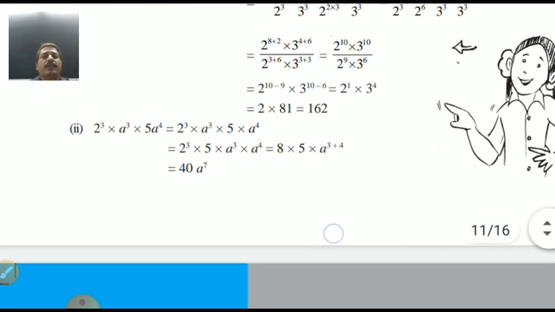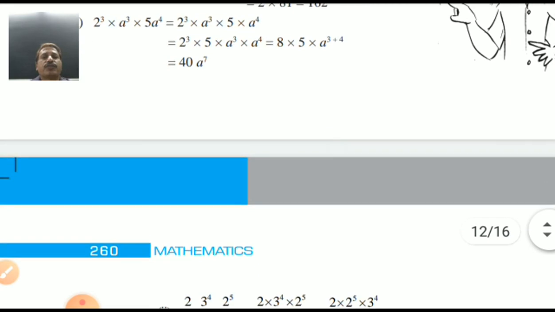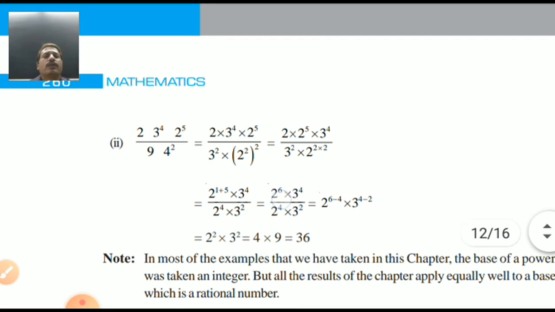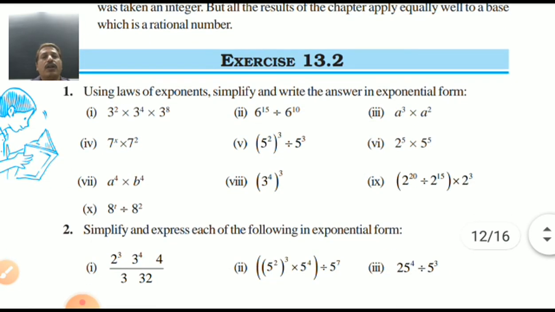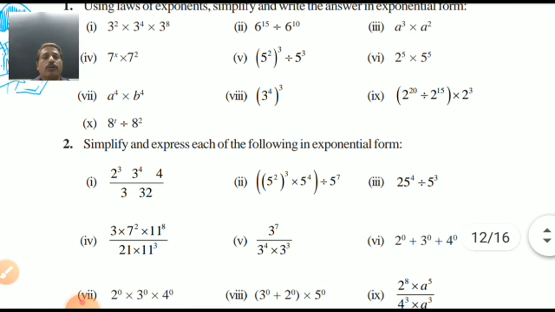A, B, C. See, here are expressions. Yes. See, the multiplication sign is not shown here, but you just try out. 13.2 is very easy for you. Most of the examples that we have taken in this chapter, the base of a power was an integer. But all the results of the chapter apply equally well to a base which is a rational number. Yes, student. Rational number means numerator and denominator like that.